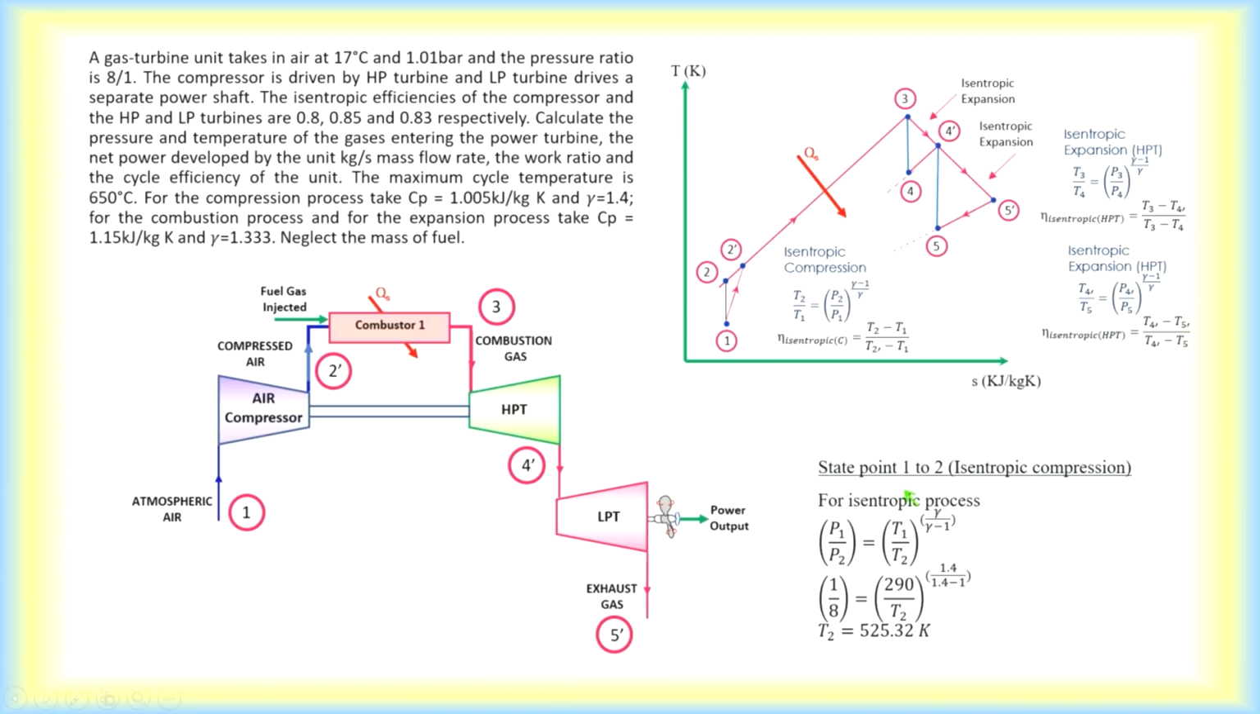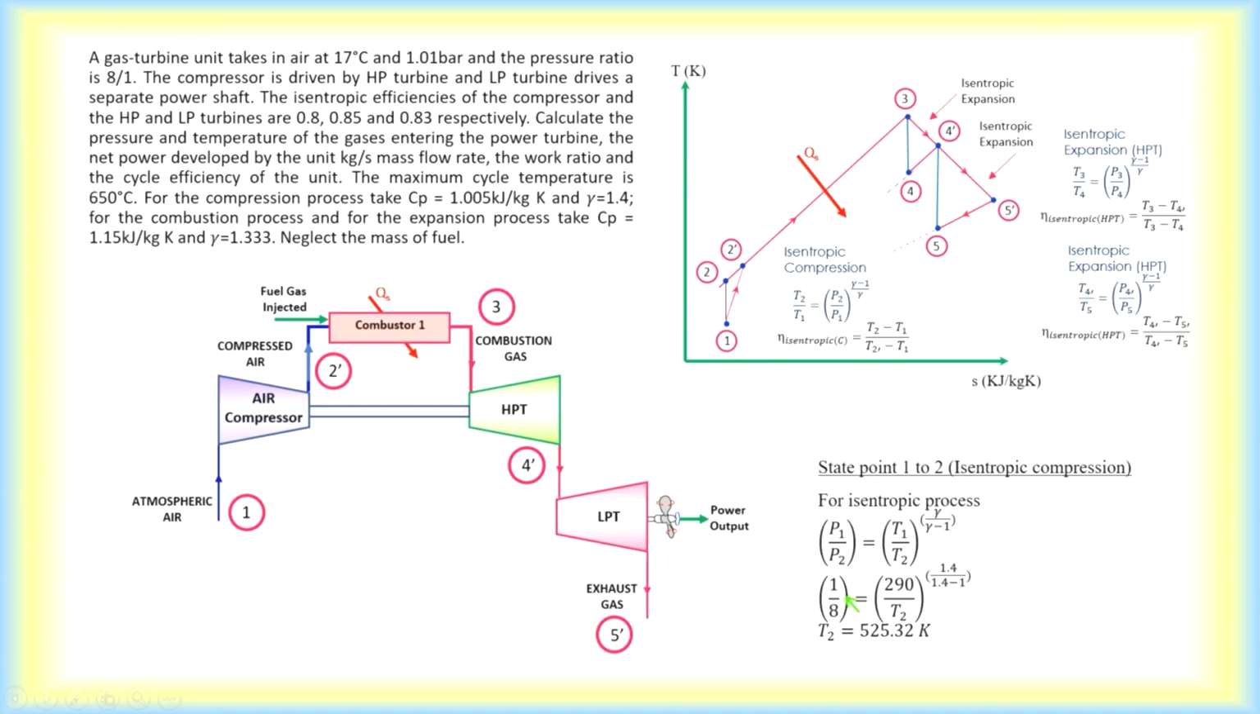This would be the isentropic compression based on the compressor. Remember, the relationship must be the vertical line here. So you will be able to find T2 as 525.32 with your proper pressure ratio. Remember, the pressure ratio is different from the previous one, and this is 8 to 1.